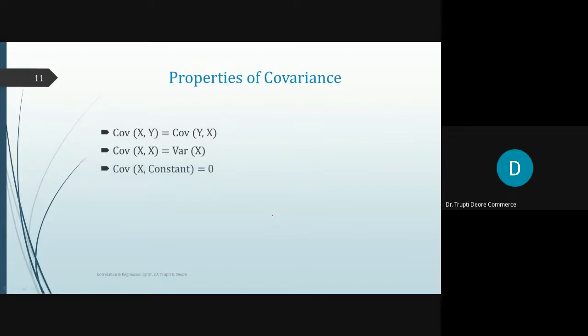Covariance of x and a constant is always 0. Why 0? Because in the covariance formula, summation of xy minus n x bar y bar, or any formula we take, when one element is a constant, automatically the value becomes 0 when we calculate with this formula or any formula of covariance. That's why covariance of x and a constant is always 0.